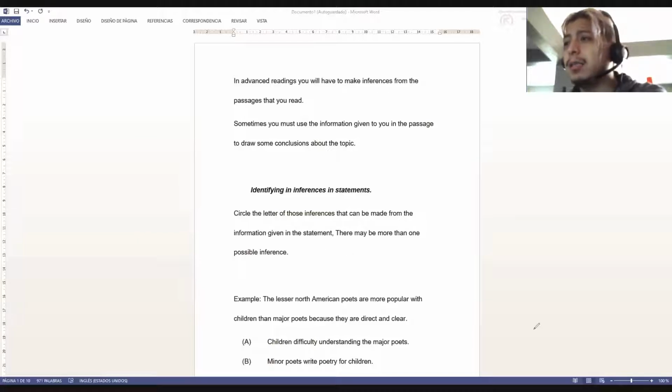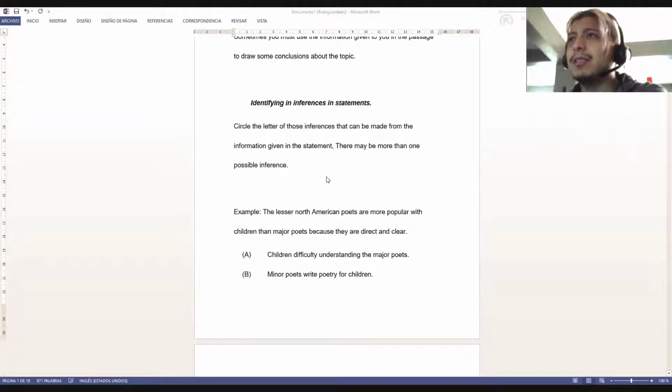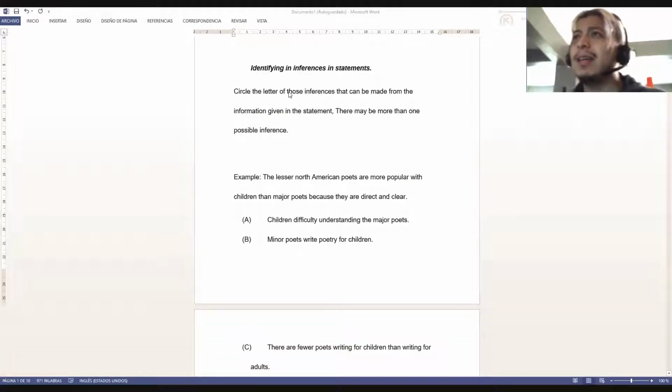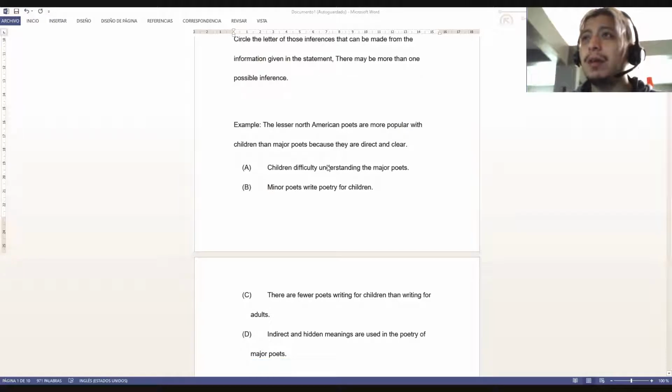It says, identifying inferences in statements. Circle the letters of those inferences that can be made from the information given in the statement. There may be more than one possible inference. Okay, so I tried to do this exercise with a big font, with big letters, and a little bit of space, so I can draw around it and you can check it. So we have this sentence.